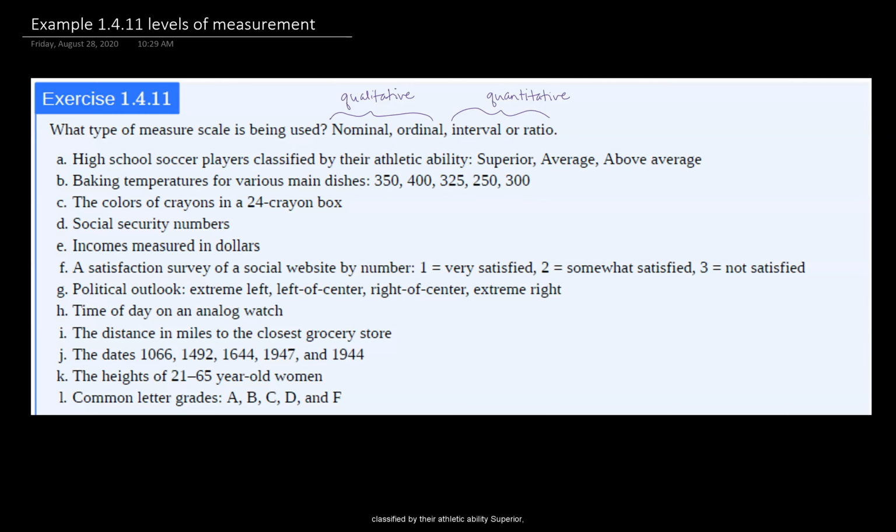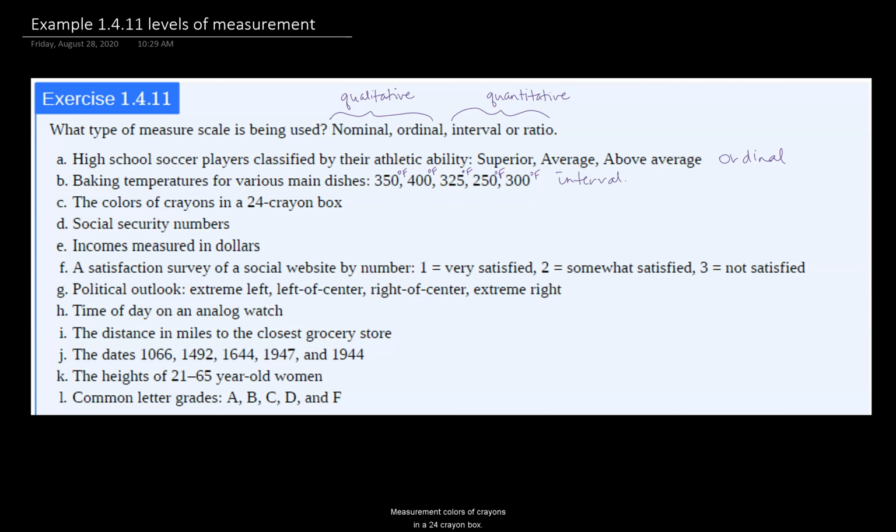A, high school soccer players classified by their athletic ability: superior, average, above average. Well, we definitely have qualitative data here. We have categories, and in this case, we can order them, so we have ordinal data. B, baking temperatures for various main dishes: 350, 400, 325, 250, 300. These are likely degrees Fahrenheit on an oven, and since they are temperatures, they are quantitative, but 0 degrees Fahrenheit does not mean no temperature. This is an interval level of measurement.